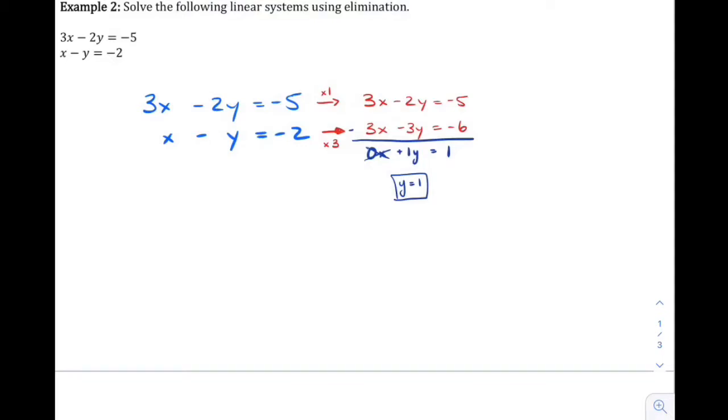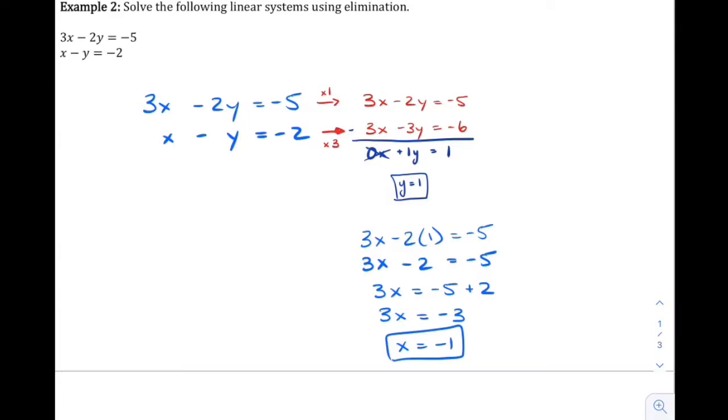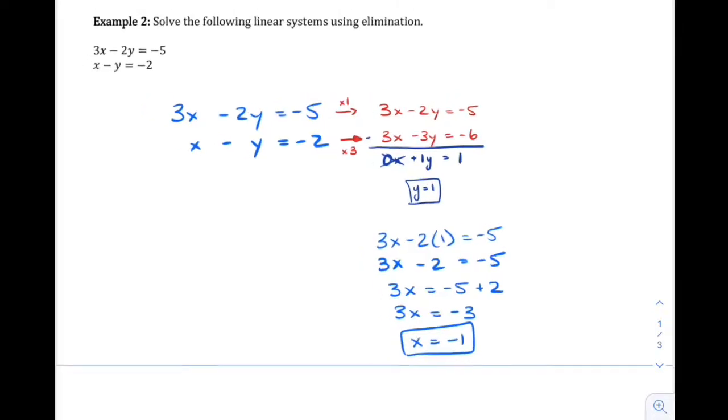I'm going to take the first one just because it's on top. 3x minus 2y, which is 1, is equal to negative 5. And I'm going to use that to solve for x. We simplify it. I'm going to bring 2 over to the other side, when it's going to have to change its sign. And divide both sides by 3. I'm going to get x is equal to negative 1. So that's my solution to this system. X is negative 1, y is equal to 1. We have our two variables that we solved for using elimination.